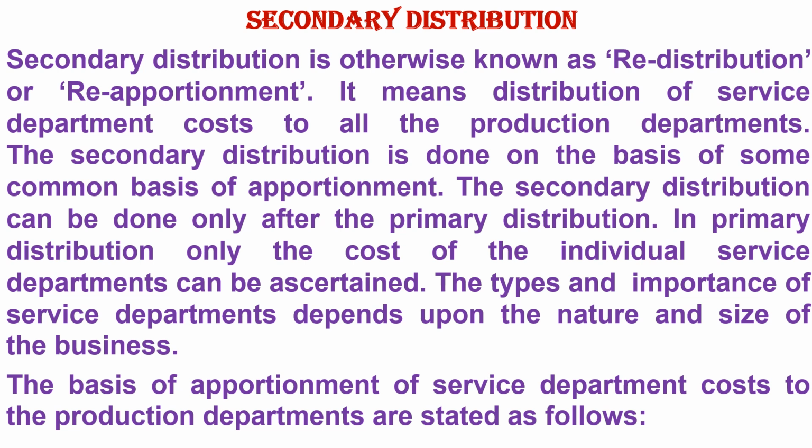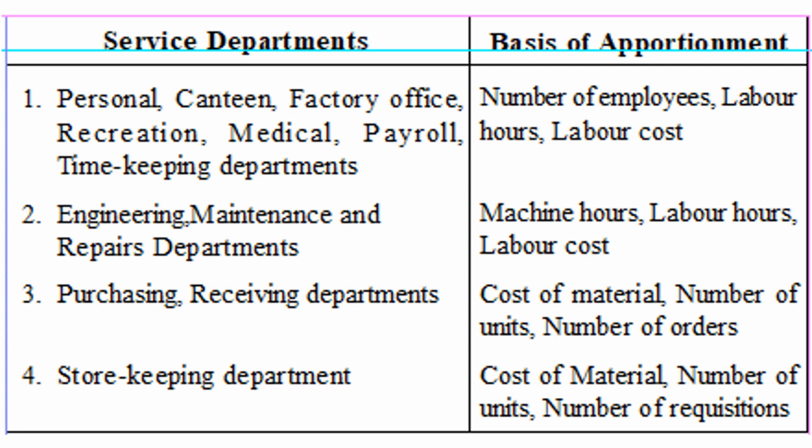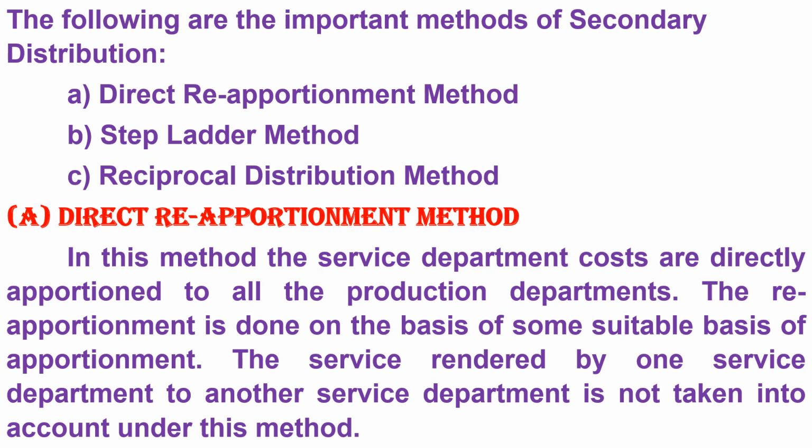The types and importance of service departments depend upon the nature and size of the business. The basis of apportionment of service department costs to the production departments are stated as follows. The basis of apportionment is stated here. The following are the important methods of secondary distribution. A. Direct reapportionment method. B. Step ladder method. C. Reciprocal distribution method.